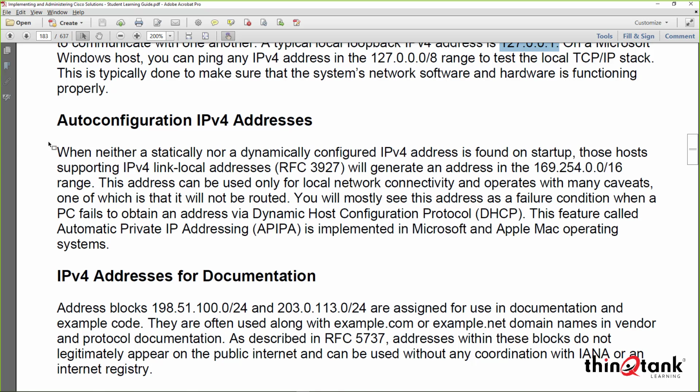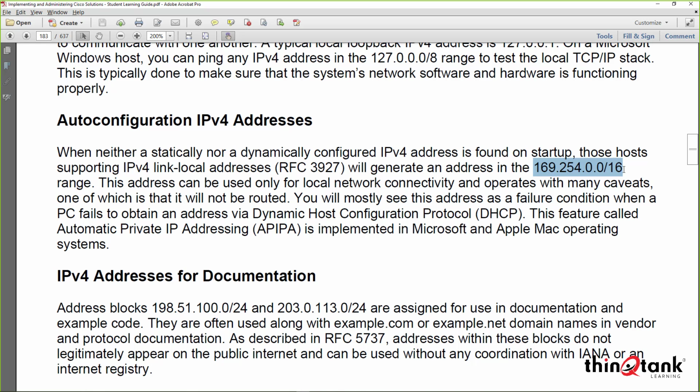Another type of address is something called an auto configuration v4 address, what some people affectionately refer to as an APIPA address, right? Automatic private IP addressing. Typically, this is a specific block. It's 169.254/16, all right? And it's a specific block of addresses, but it is used for things like diskless workstations.